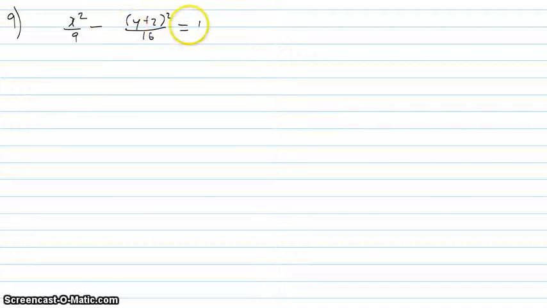This video is a tutorial for tutorial 3A question 9. Question 9 tells us that the curve C has the equation x squared over 9 minus (y plus 2) squared over 16 equals 1. We recognize the form of this. The first thing we need to do is draw a sketch of this curve C, clearly indicating the main relevant features of the curve.